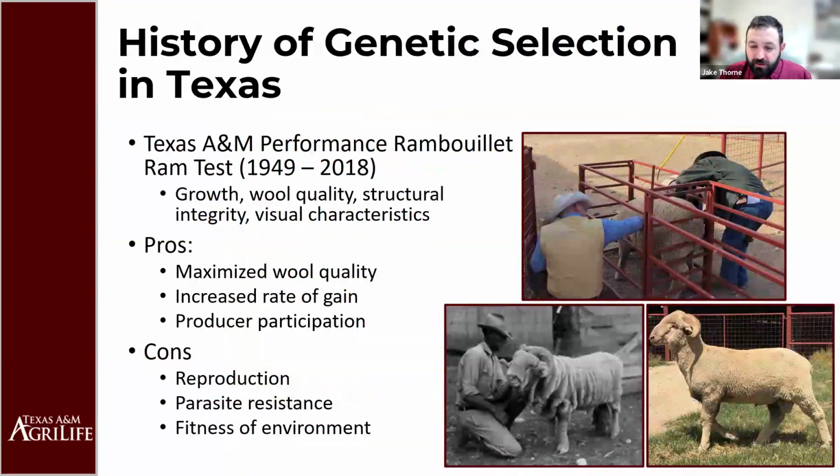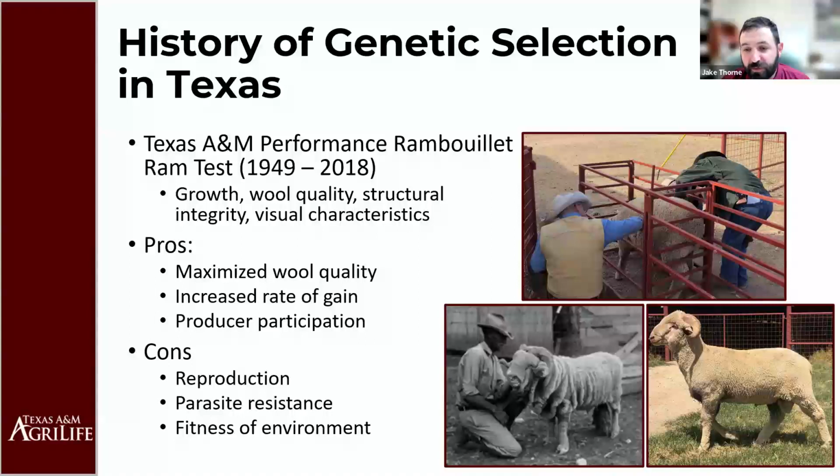Okay, I'm going to take a step back here and kind of focus more on genetics. The history of genetic selection in Texas is long and vast. Kind of the one thing that I really want to point out here is that for a long time, our research center hosted a performance Rambouillet ram test. Started in 1949 and went for almost 70 years.